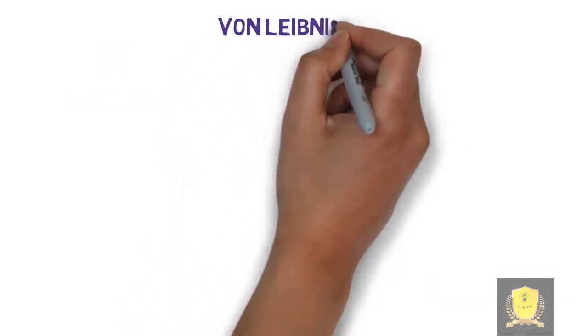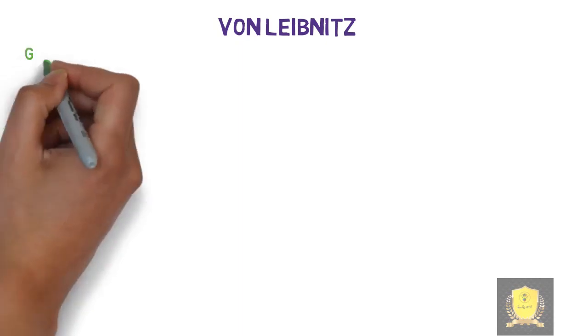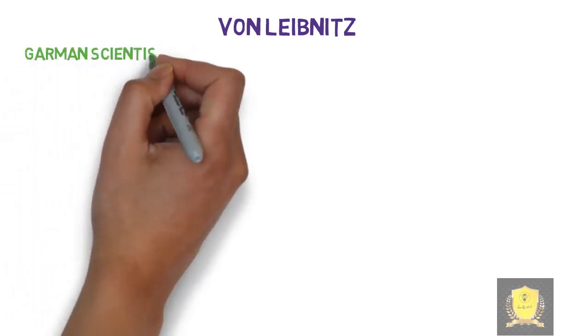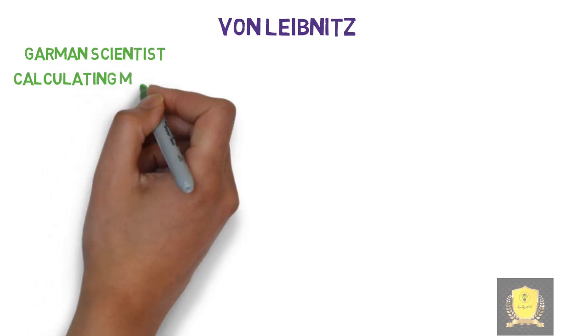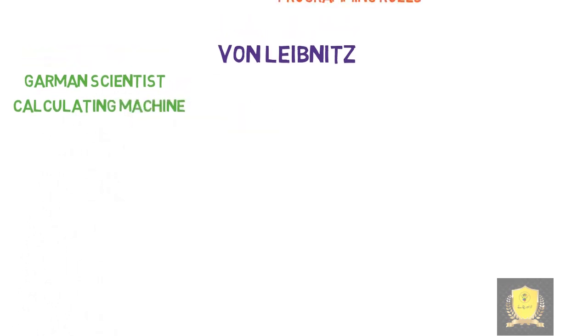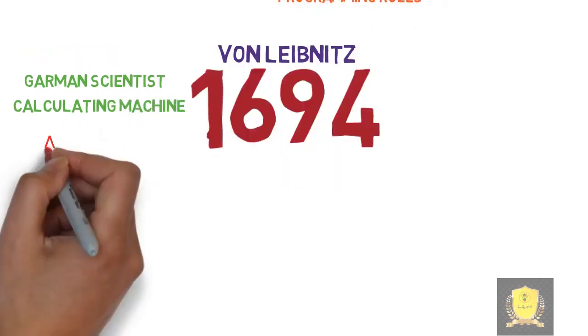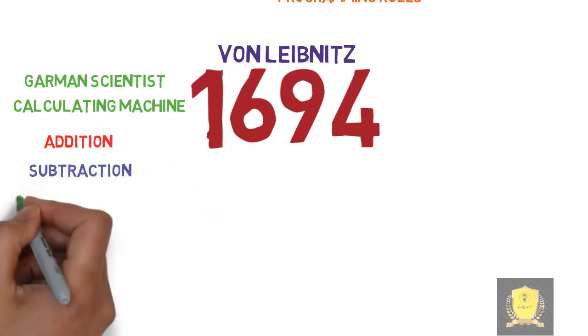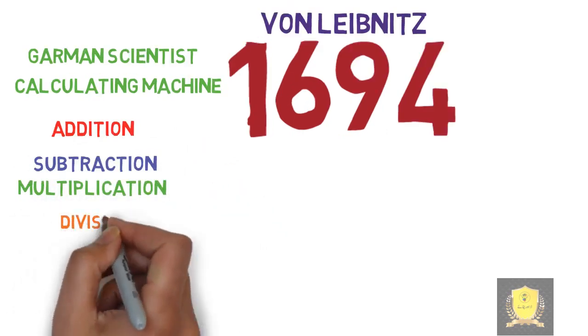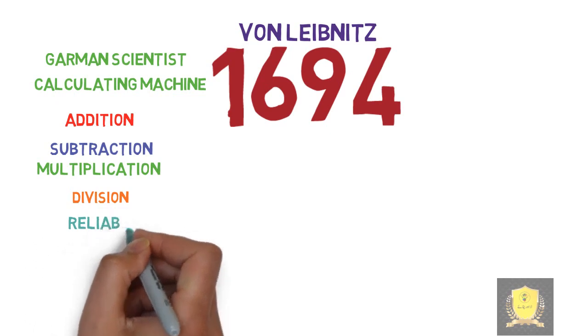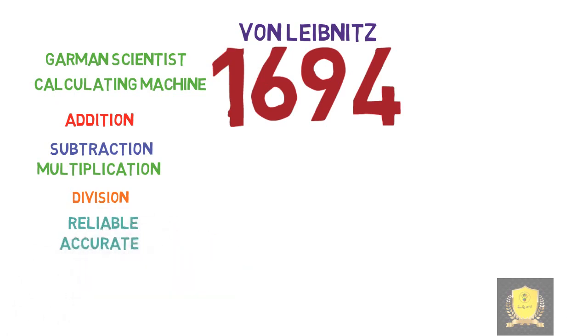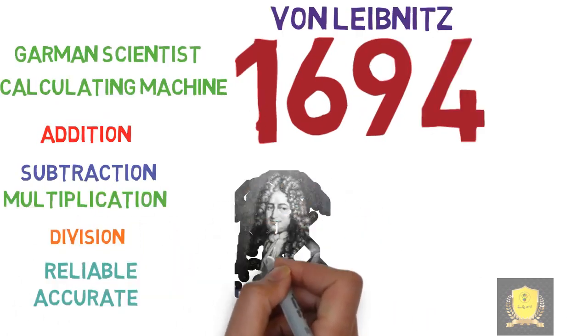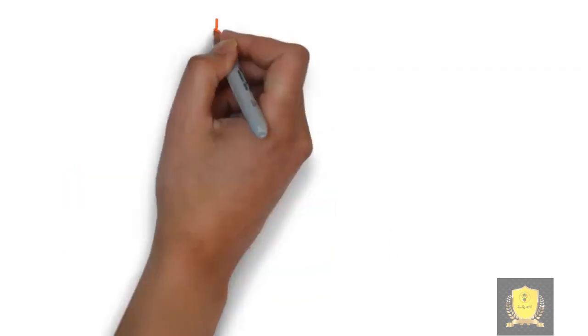Von Leibniz. Von Leibniz was a German scientist. He developed a calculating machine in 1694. It was the first calculator that performed addition, subtraction, multiplication and division. It was more reliable and accurate than Pascal's. Here is the picture of von Leibniz.